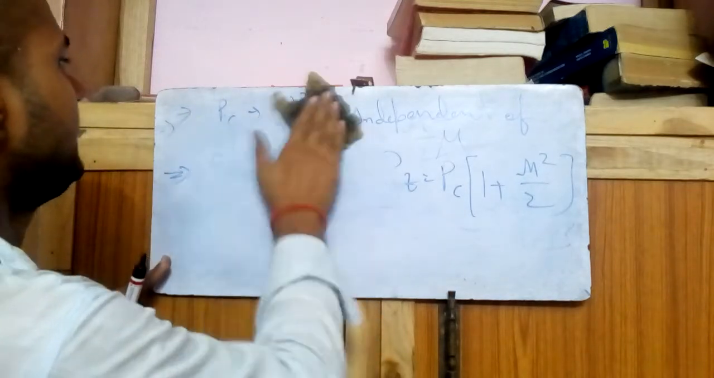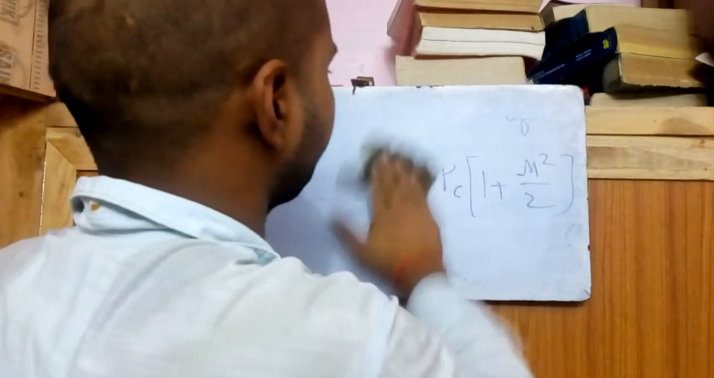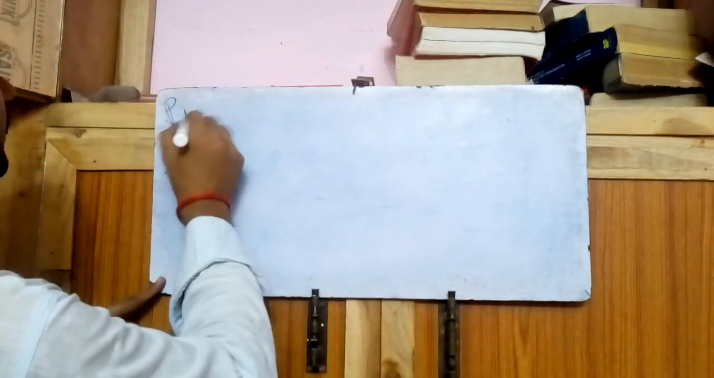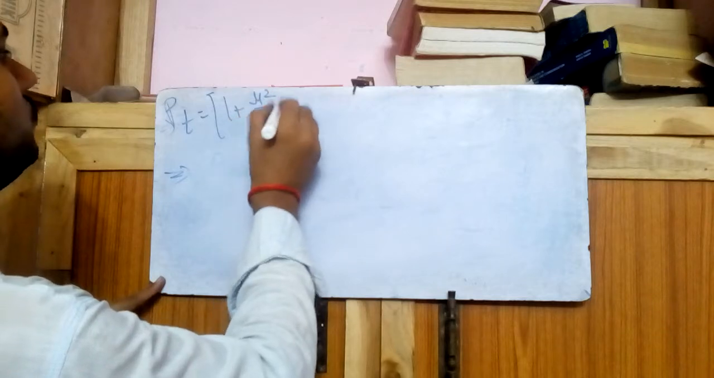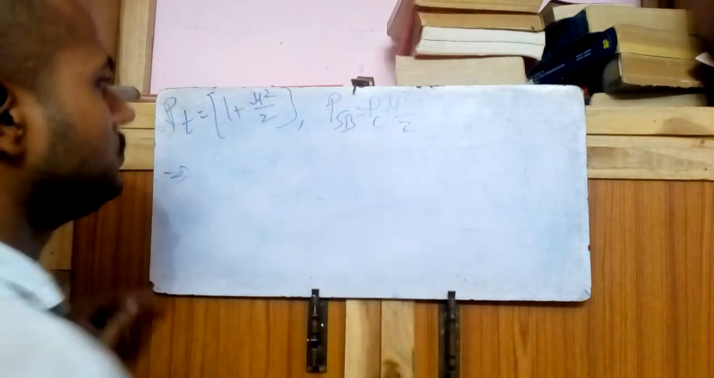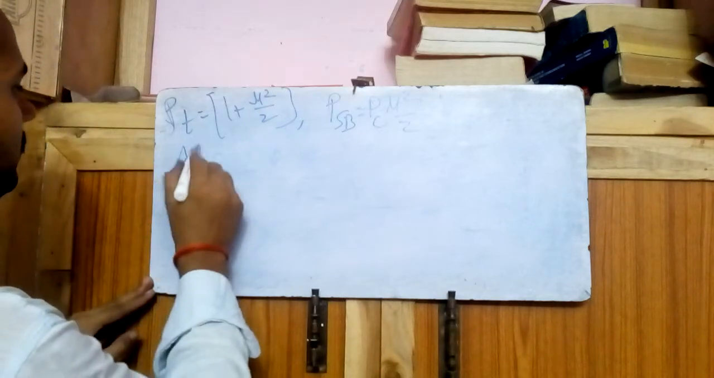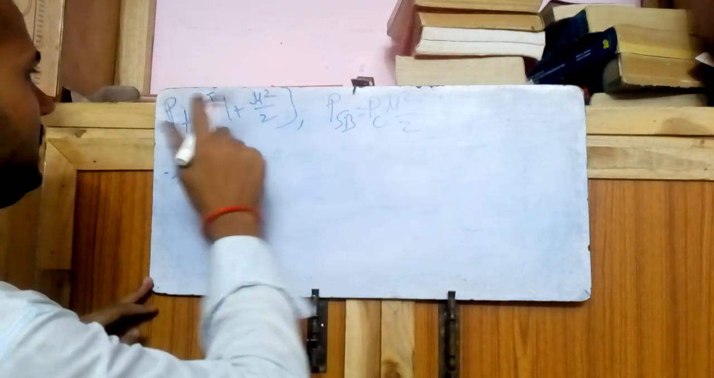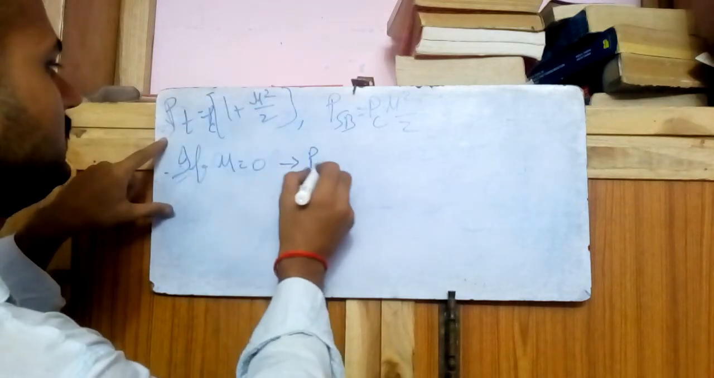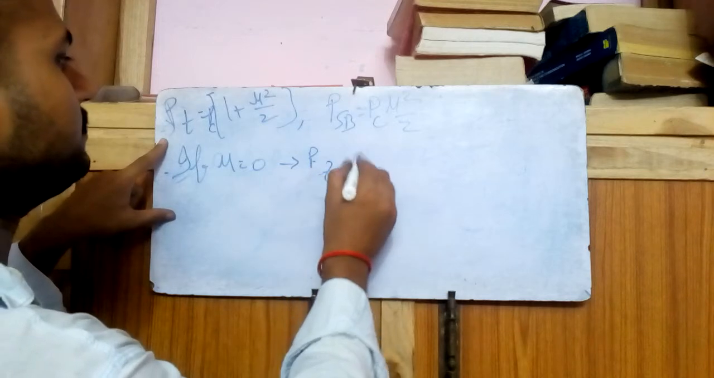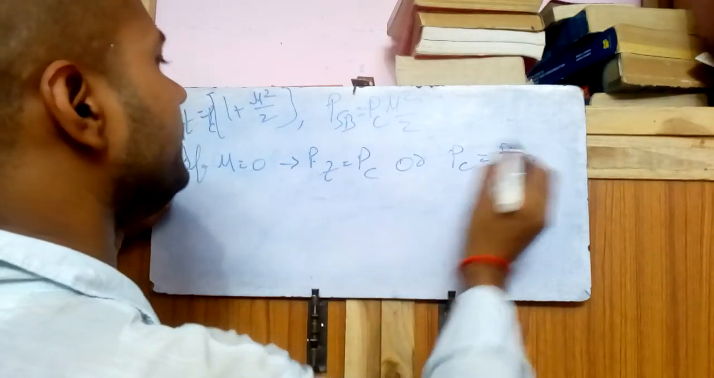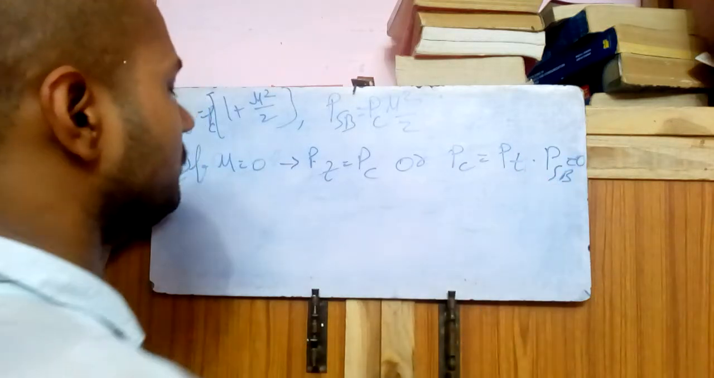So see some analysis. Pt is equal to Pc into 1 plus mu square by 2 and Psb is equal to Pc mu square by 2. If mu is equal to 0, put it here, Pt is equal to Pc into 1, so Pt will be Pc, or Pc is equal to Pt and Psb is 0.